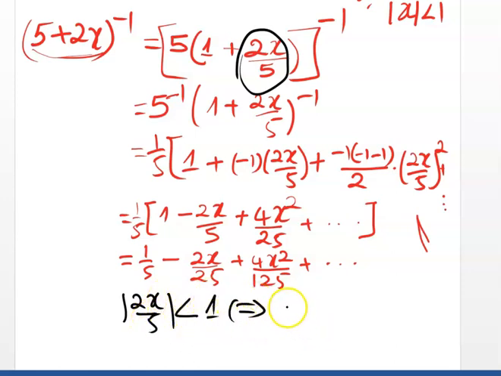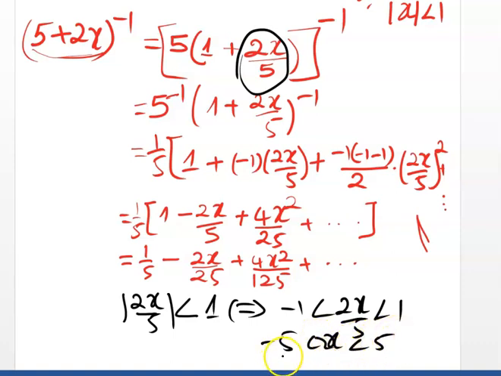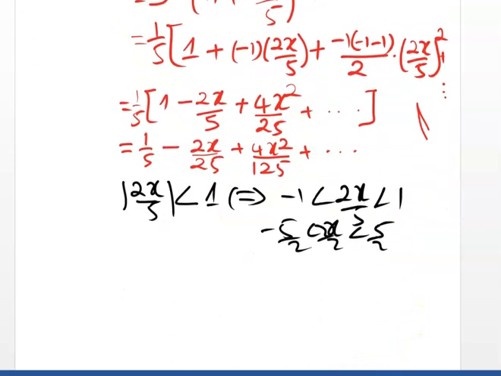Which implies negative 1 less than 2x over 5 less than 1. We have negative 5 less than 2x less than 5. We divide both sides by 2, which gives us negative 5 over 2 less than x less than 5 over 2.